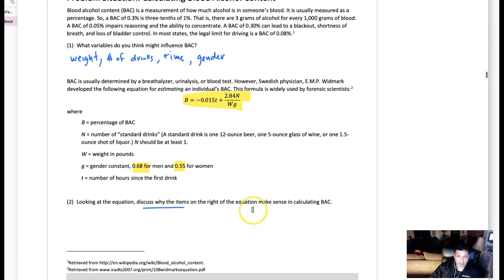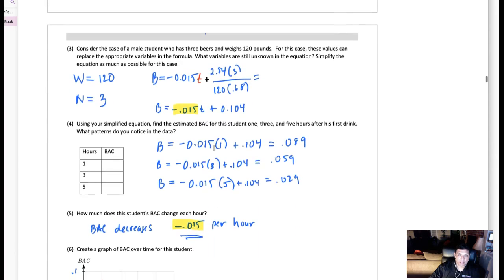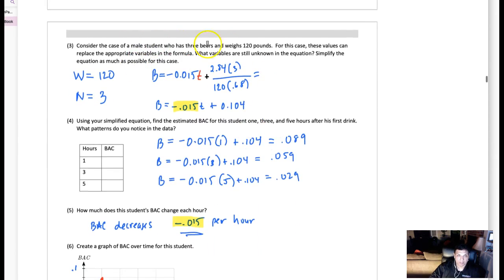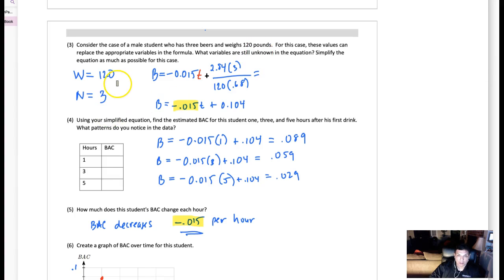Looking at this equation, it looks complicated, but if you're given a specific situation like these here, where you have a male student, 120 pounds, who had 3 drinks, you can see that this complex looking equation, after you substitute these values in, becomes this equation right here. That's what's simplifying. So use your calculator, multiply 2.8 times 3, and then divide that by 120 times 0.68. You should get this, so make sure you do that on your calculator to get this equation.